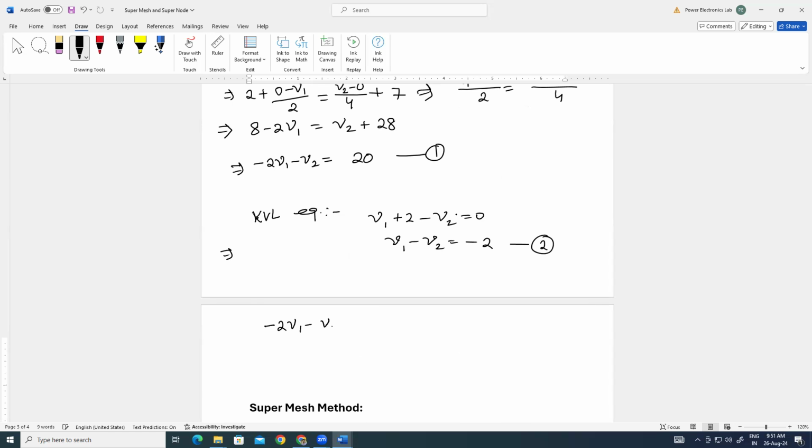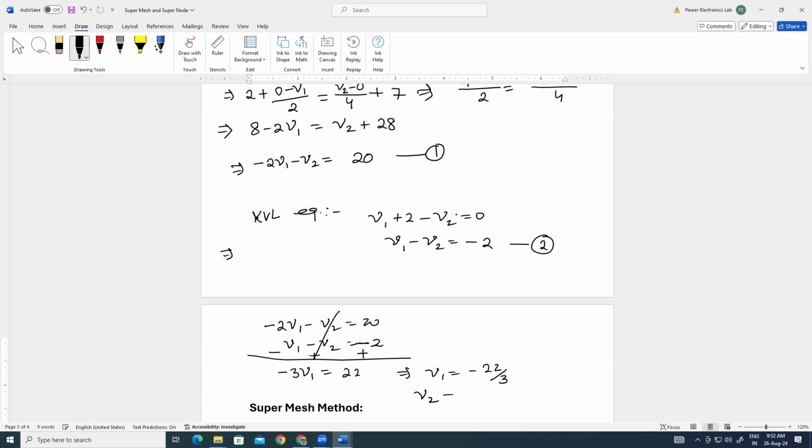Minus 2V1 minus V2 is equal to 20. V1 minus V2 is equal to minus 2. By subtracting these two equations, V2 will be cancelled out. Minus 3V1 is equal to 22. So V1 is equal to minus 22 by 3.